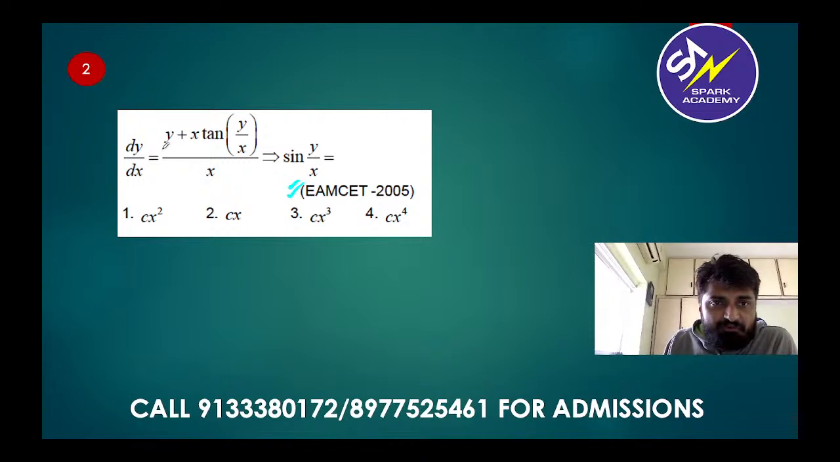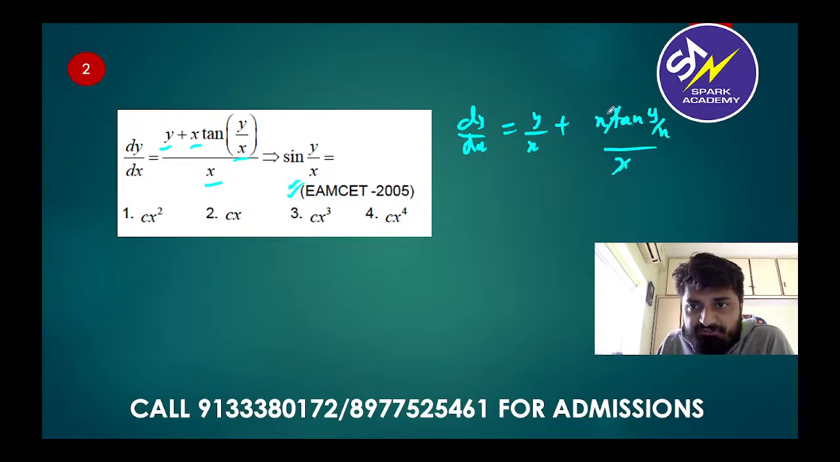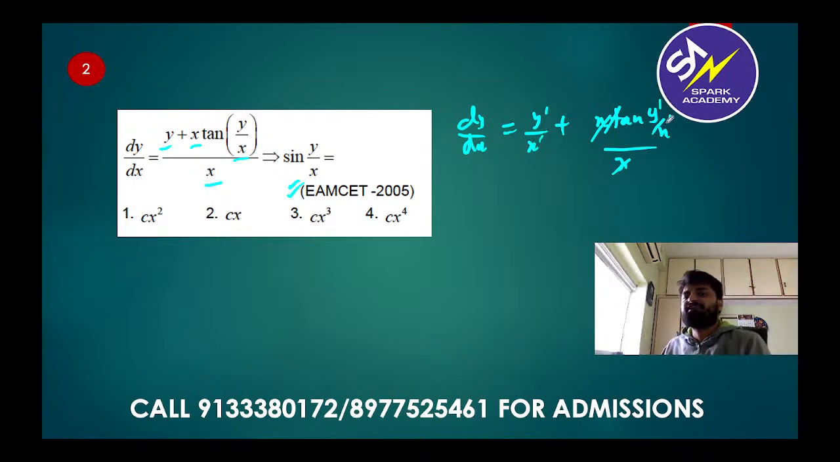dy by dx is equal to y plus x tan of y by x. You can't separate y and x. So which is the best way, guys? If you actually do one more step extra, you are getting dy by dx equal to y by x plus tan of y by x basically. So again, if you observe this, it is homogeneous, right? So again it is homogeneous.